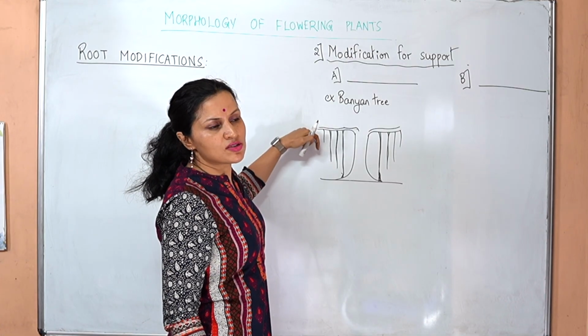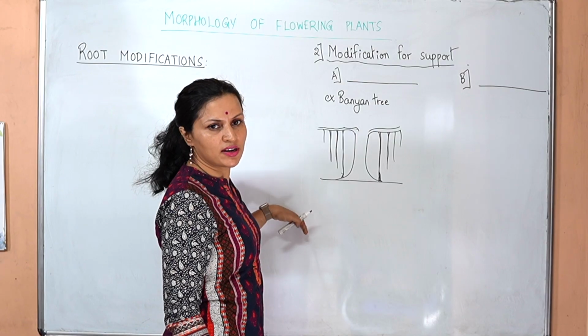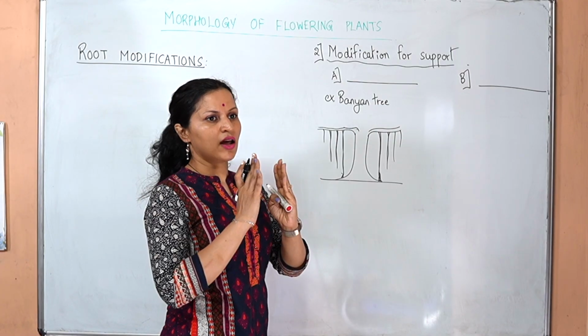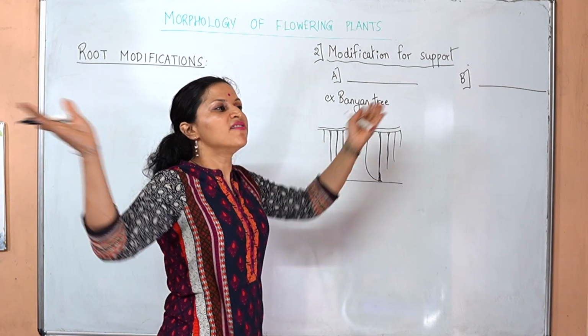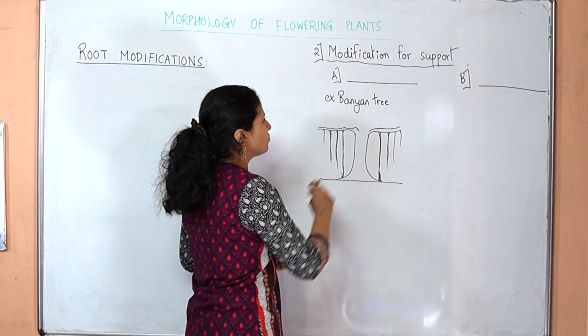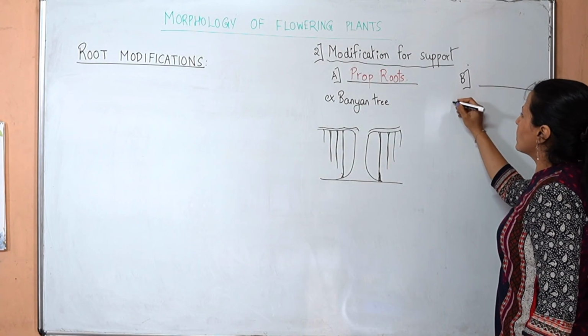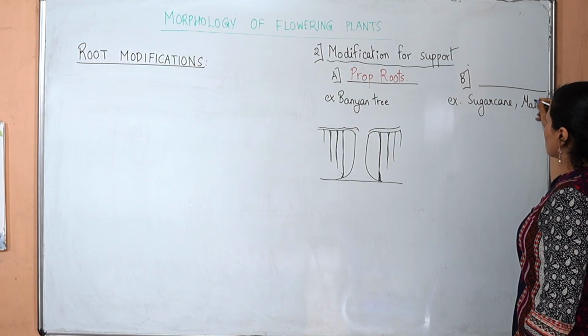They will grow continuously downwards towards the soil, and once they reach the ground they will find anchorage there, and they will keep on expanding. They will undergo a lateral or secondary growth, and they will act as pillars to the heavy horizontal branches. These roots are known as prop roots. Now let's look at the second one. For this we are taking the example of the sugarcane, also seen in case of maize.